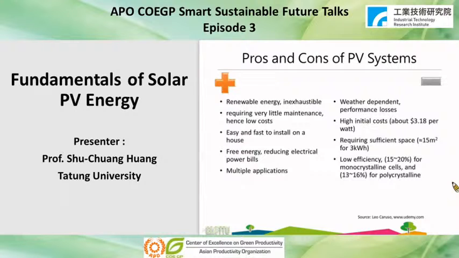However, so far the solar modules are low in efficiency. For monocrystalline cells, the efficiency is about 15 to 20%, and for polycrystalline, the efficiency is around 13 to 16%. But it's good for the environment. It can save about 0.5 kilogram of carbon dioxide from being emitted into the atmosphere. So it's still worth investing in solar systems.